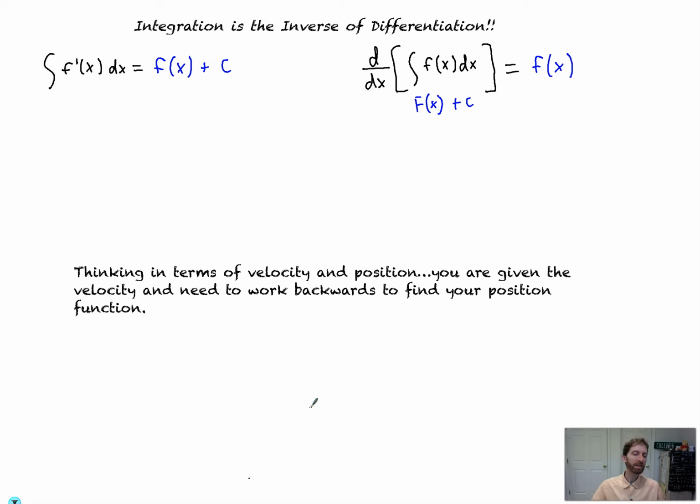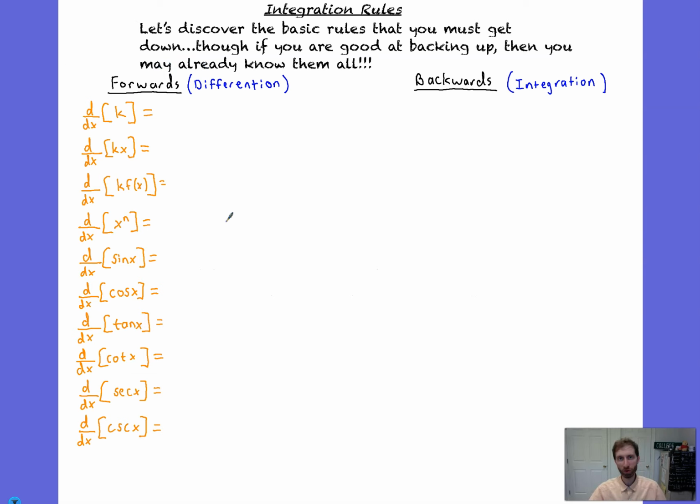Nice. So I like to think of it in these terms, in terms of velocity and position, right? We like to think of those as levels. Position, take a derivative of velocity. You are given the velocity, and you need to work backwards to find the position. That's it. That's all this is. So we're going to go over some of the major rules now, and we're going to use that inverse idea in all of this.